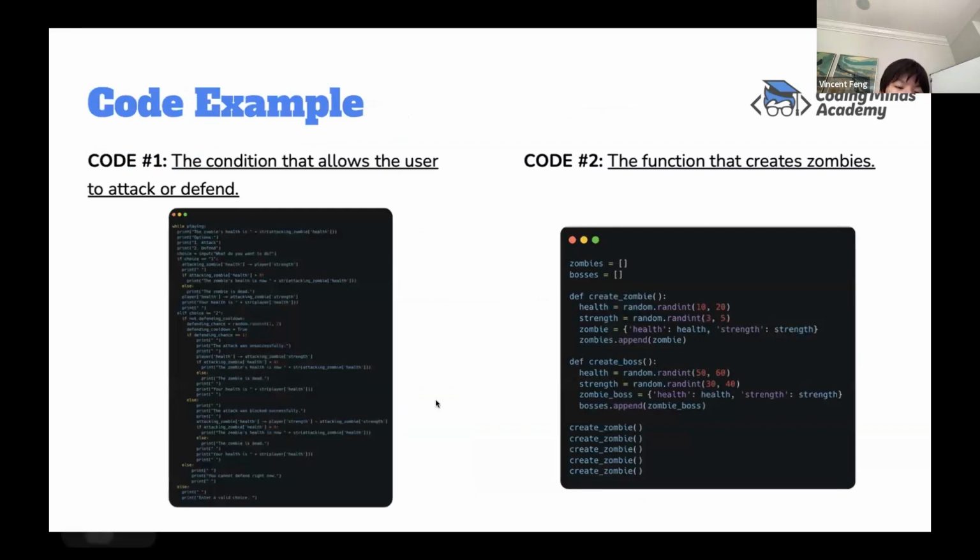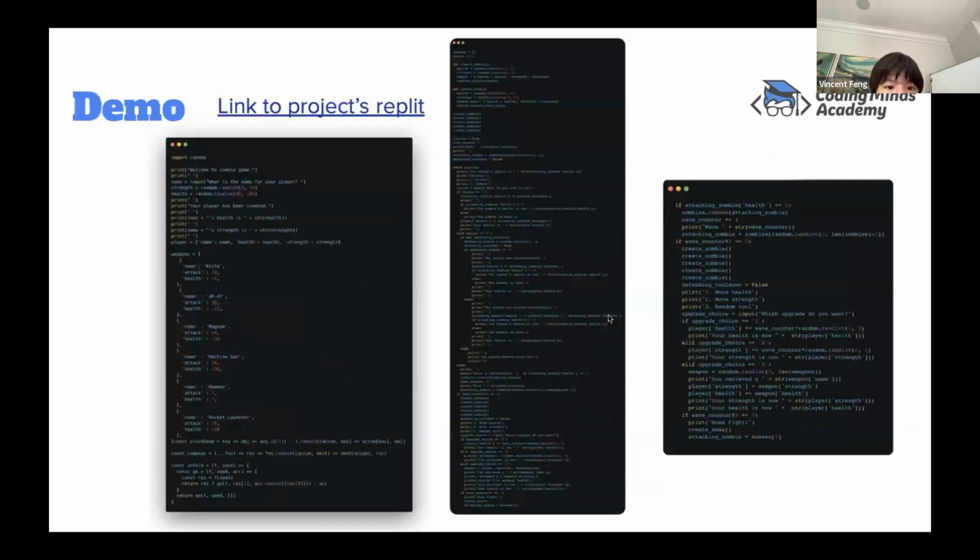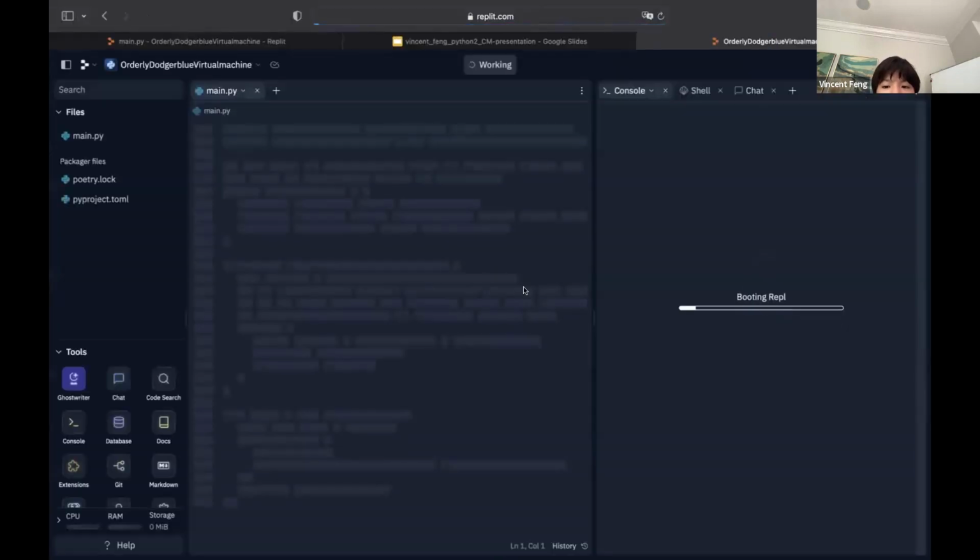So the first image on the left shows my code that allows the user to defend or attack. And the image on the right shows a function that I created that can make zombies. This is some images of my code, and I have a link to my project.